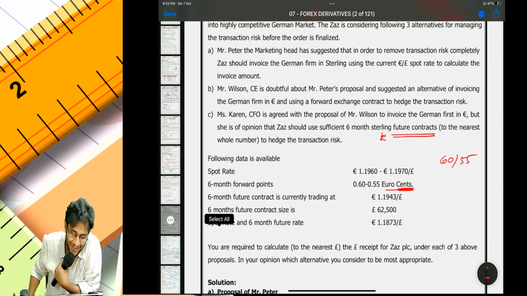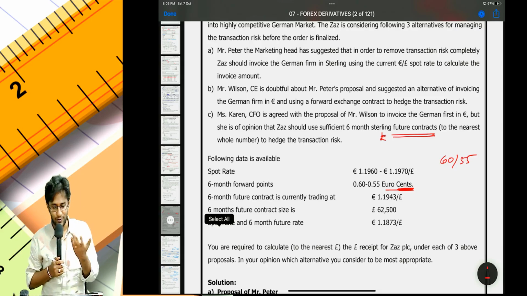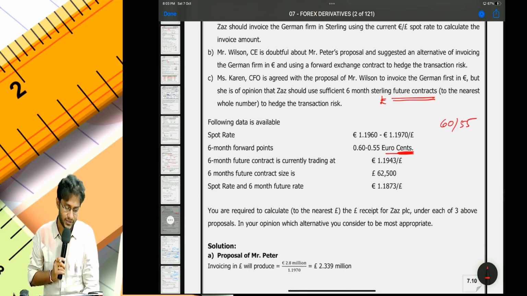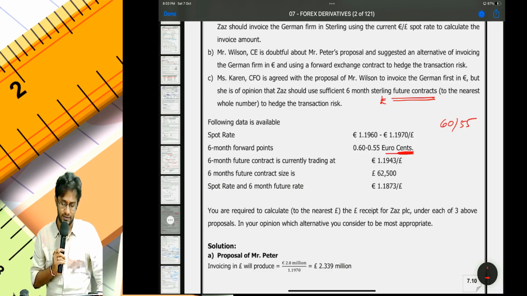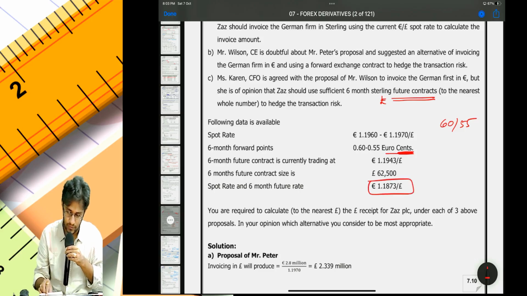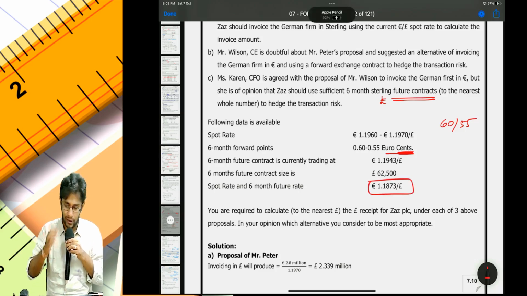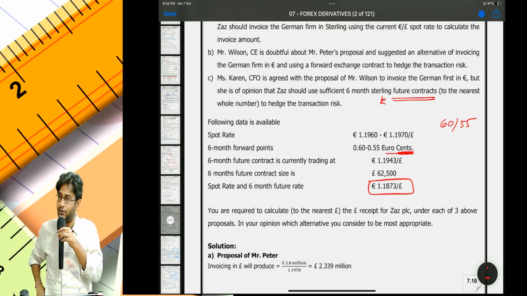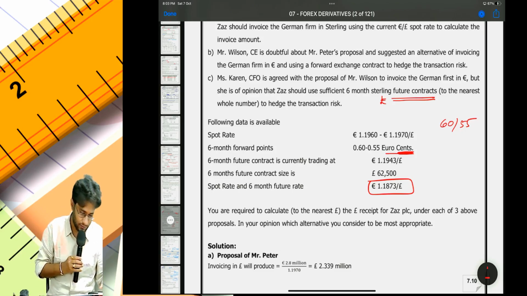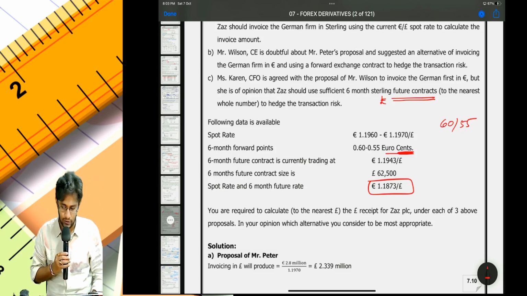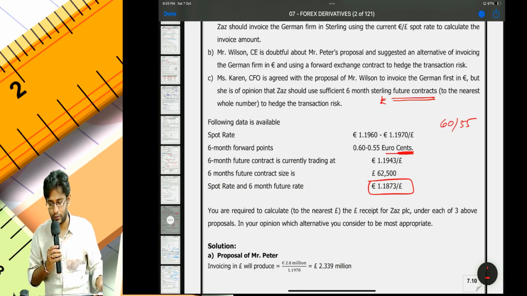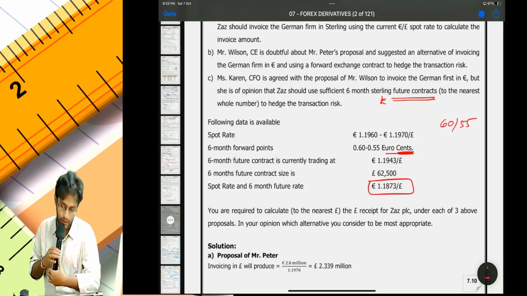Continue. 6 months futures is currently trading at the futures price given. The 6 months futures contract size, the lot size, is given. Spot rate and 6 months futures rate: that means on the maturity day both will be the same. No, our rate is this. You are required to calculate to the nearest pound, leave the decimals. The pound receipt for Zaz PLC under each of the 3 above proposals. In your opinion, which alternative do you consider most appropriate? Obviously, wherever the inflow is higher, I'll select that.